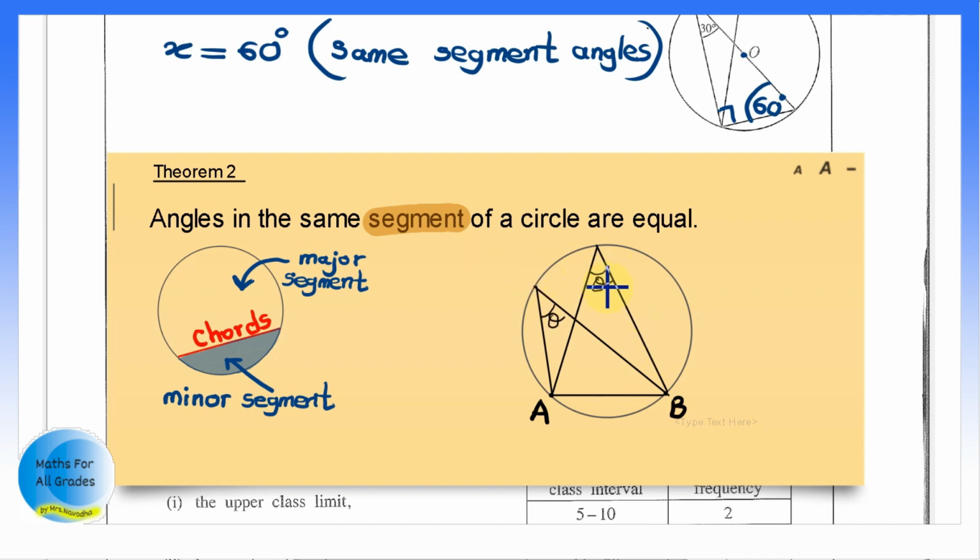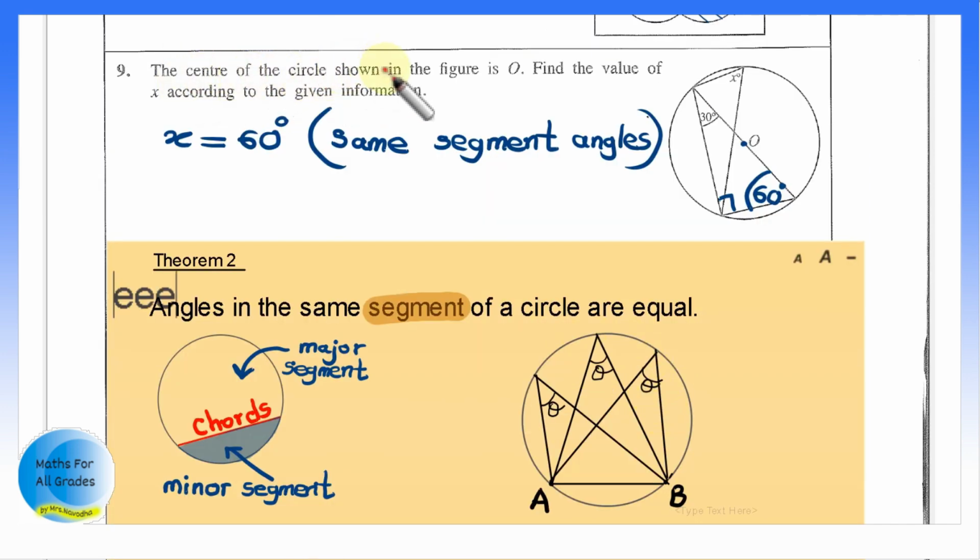Now these two angles are in the same segment. Therefore, they are equal. What if I draw another angle like this starting off AB? What is the value of this angle then? It's also theta. So that is the theorem. I hope you understand this. Now let's go to the question again.